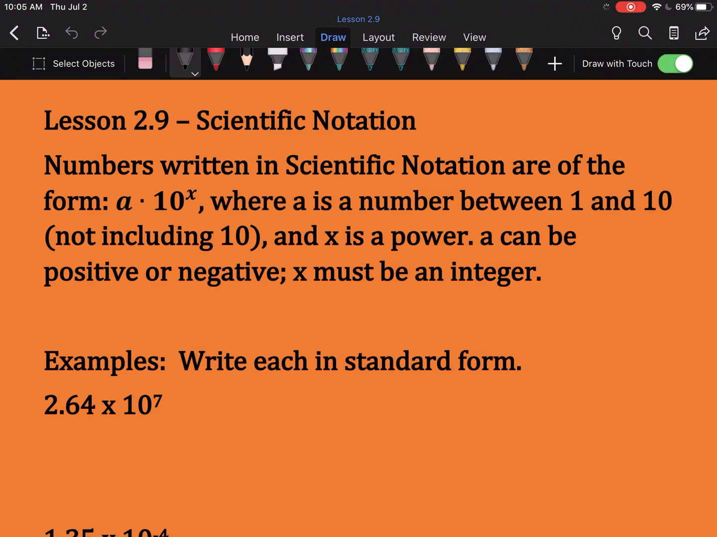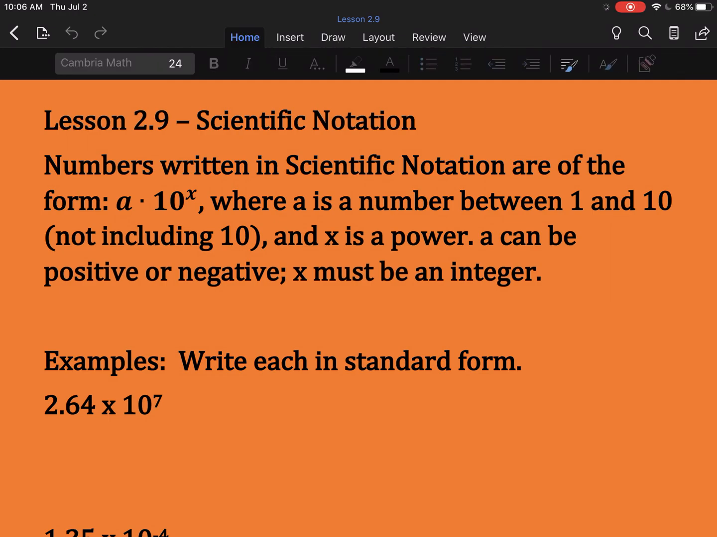Last lesson in Chapter 2 is scientific notation. Numbers written in scientific notation are of the form a times 10 to the x, where a is a number between 1 and 10, not including 10, and x is a power. A can be positive or negative. X must be an integer. A, for the record, is more often than not going to be a decimal of some sort.